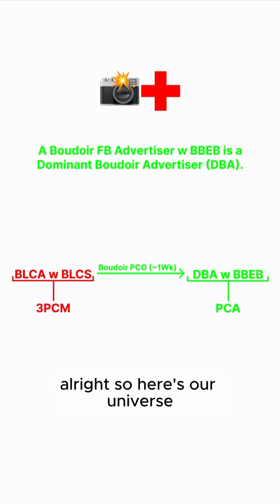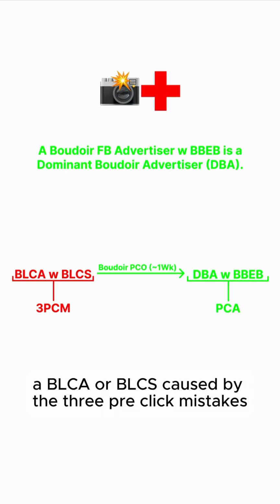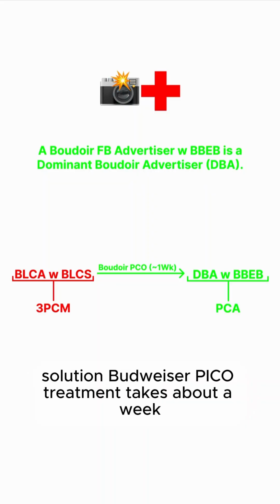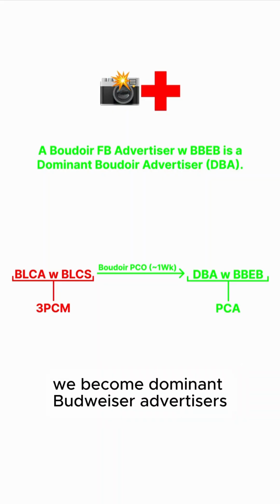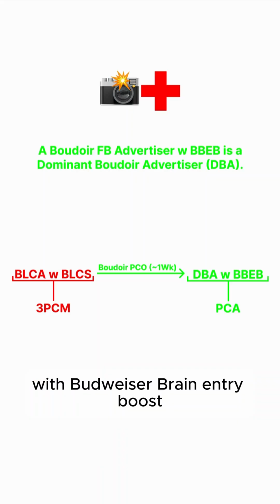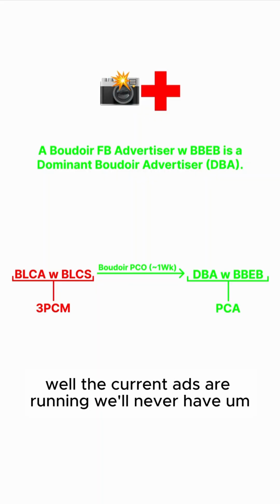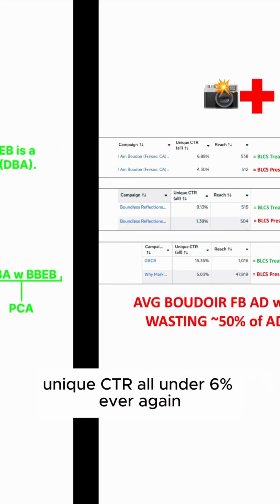All right, so here's our universe, the BLCS universe. A BLCA with BLCS caused by the 3 pre-click mistakes. Solution, Boudoir PICO. Treatment takes about a week. We achieve pre-click alignment. We become dominant Boudoir advertisers with Boudoir brain entry boost. Well, the current ads we're running will never have unique CTR under 6% ever again.